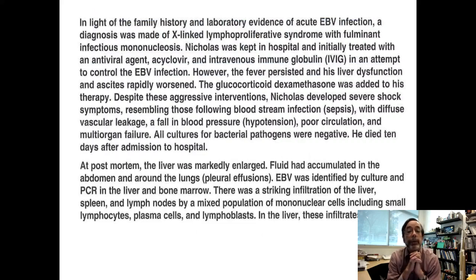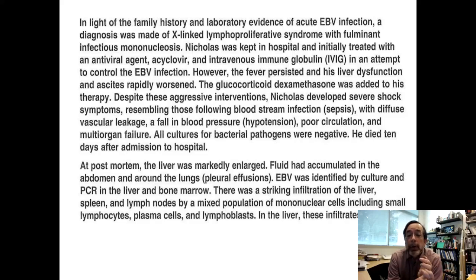So the diagnosis was made, and Nicholas was kept in the hospital. You know that this is a serious problem. Treated with an antiviral called acyclovir. When it ends in vir, it's probably an antiviral drug. And he was given intravenous immunoglobulin. He was given antibodies to try to control the EBV. But the fever persisted, liver dysfunction worsened.